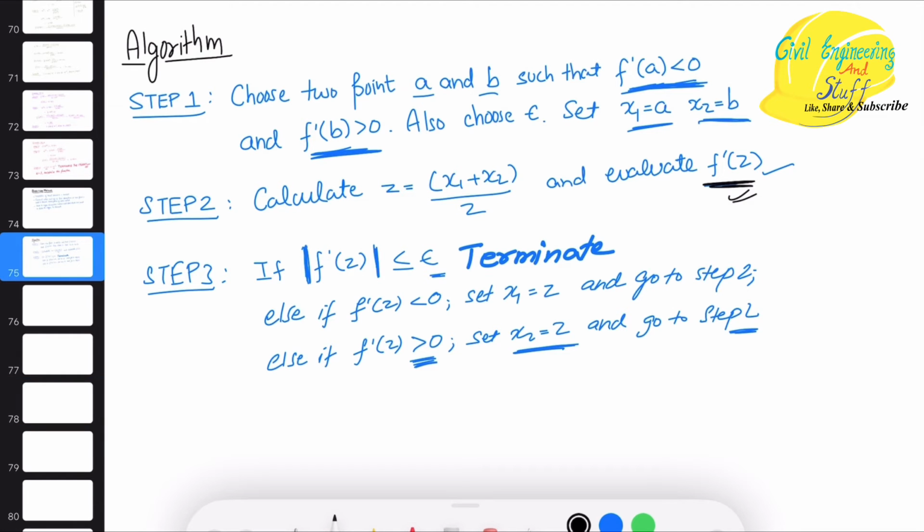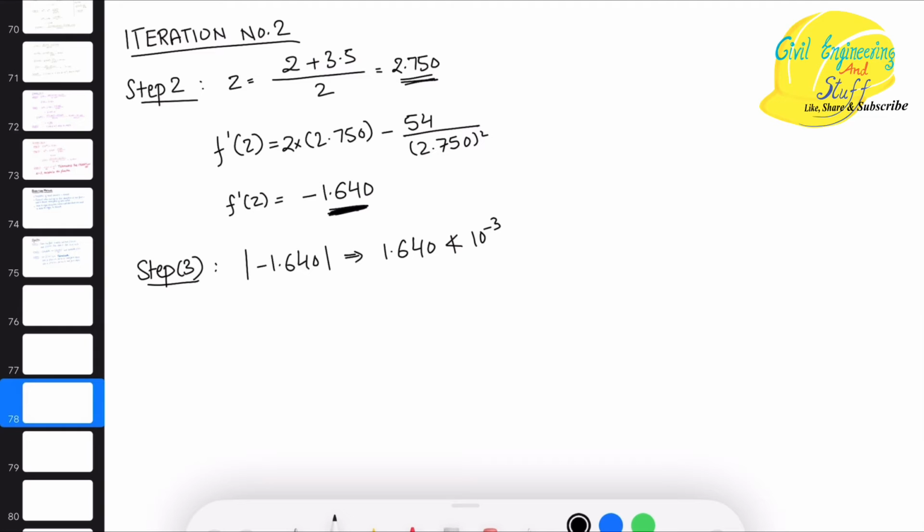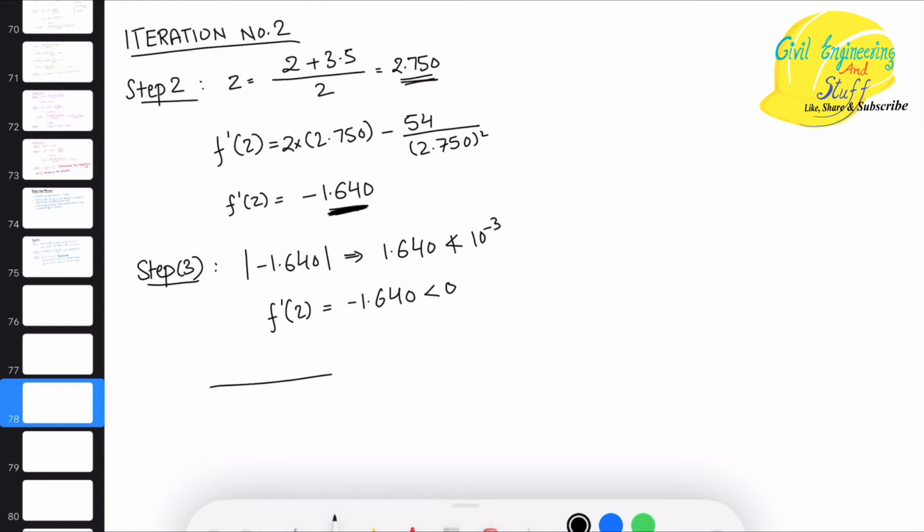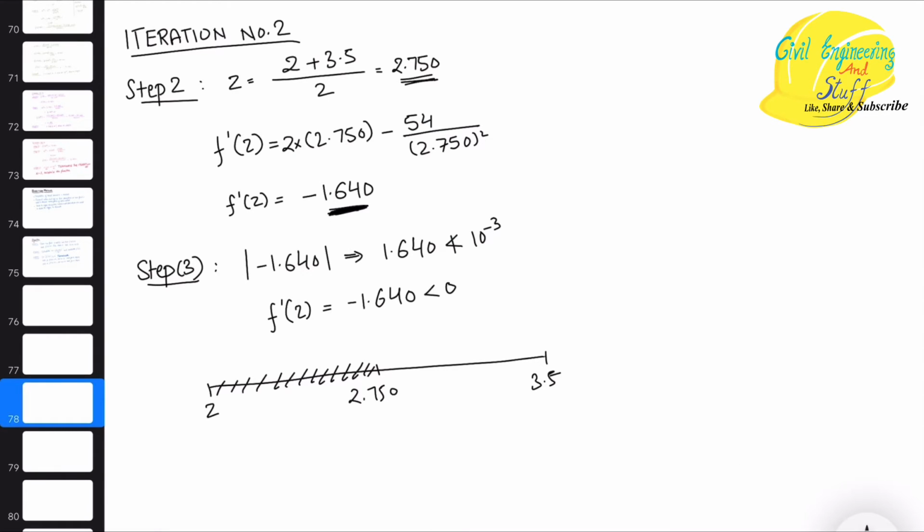The next thing is to see if our f dash z value is greater than 0 or less than 0. Since the value is minus 1.640, it is less than 0, right? So if this is less than 0, we will set the new point x1 equal to z. Our region was 2 comma 3.5, and the midpoint was 2.750. Since we are setting a new x1 point, we are going to reject this region. So the new range will be 2.750 comma 3.5. So this finishes our iteration number 2.